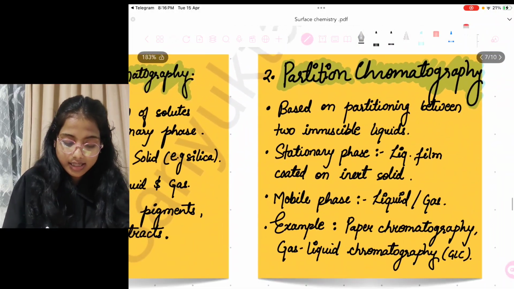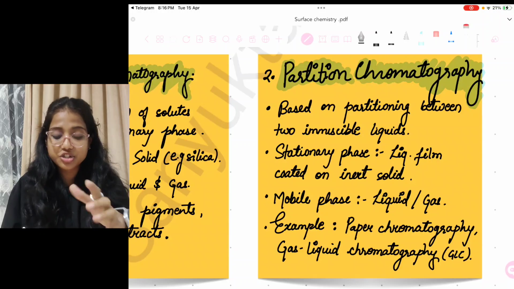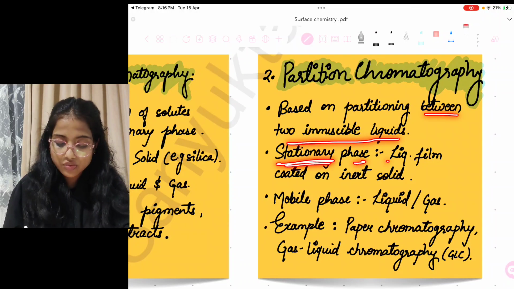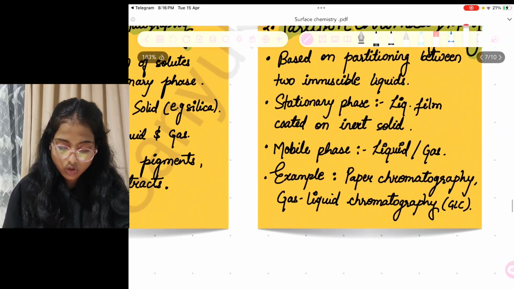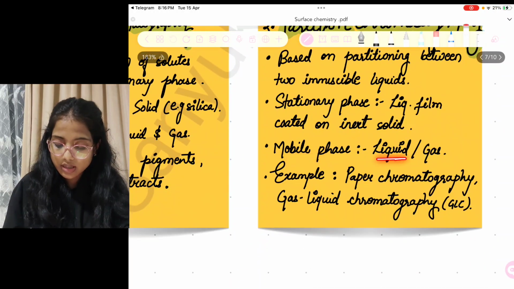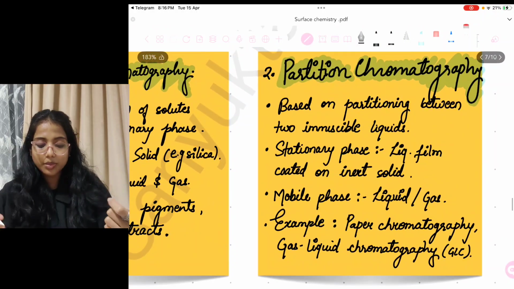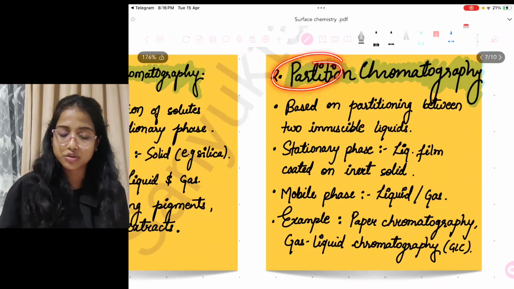Whereas the second is partition chromatography. It is based on partitioning between two immiscible liquids. The stationary phase will be liquid film coated on inert solid. Mobile phase will be liquid or gas. The examples are paper chromatography and gas liquid chromatography. Gas liquid chromatography and paper chromatography are types of partition chromatography.